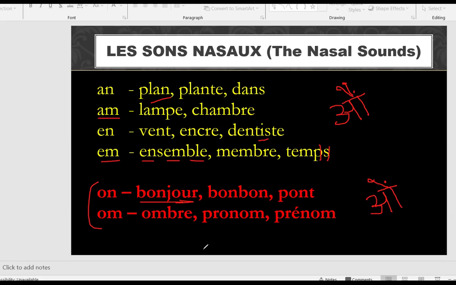Next word, bonbon. Next, pont. Next word, ombre.